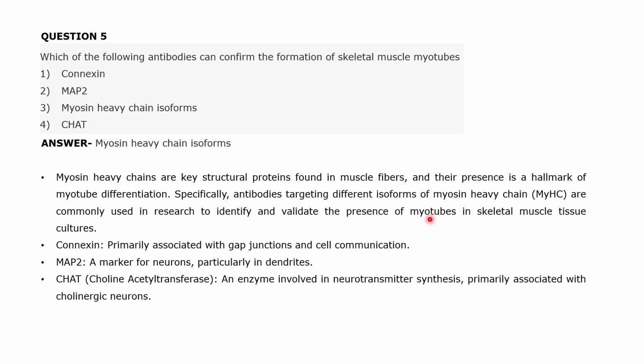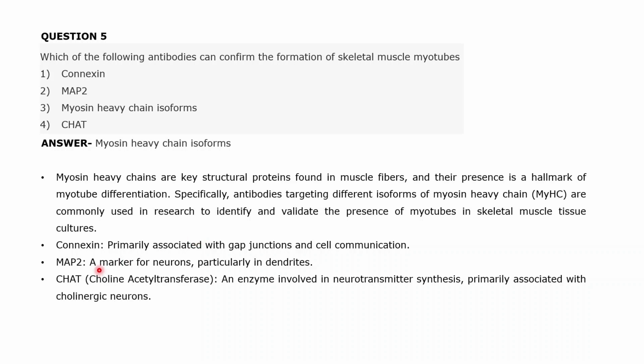So if you want to specifically go into other cell types, then you might have to use other antibodies that could bind to specific receptors. That's a different thing. So myosin is the answer there. And if you look into connexin, basically it's associated with gap junction and cell communication. So it's not associated with skeletal muscle. It can be associated with other types of muscle fibers or any other particular protein, or it can be universal in nature.